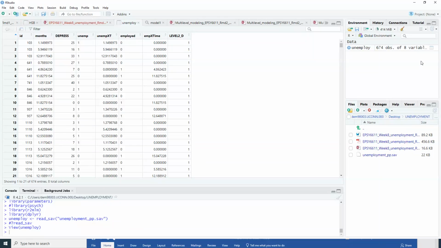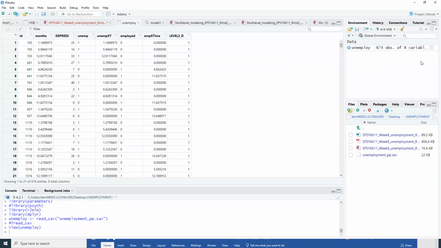Unemp is the unemployment, like, are you unemployed at the time? You can see, for example, that person 103 is unemployed the whole time. And then there's another variable called employed, which is actually the reverse, so it's, are you employed at the time? Person 103 was not employed. Employed is 0 across all their 3 time points, so unemployed is 1 across all their 3 time points. We are obviously not going to use both of those variables in the same model because they're completely collinear. Employed is 0, unemployed is 1.